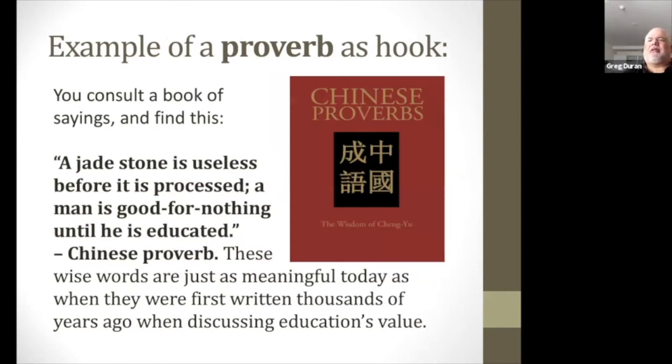So here's an example of a proverb that we've used as a hook. Again, you probably would find this on Google, but if you happen to have a book of proverbs lying around, you could probably do it the old-fashioned way. Our proverb is, a jade stone is useless before it is processed. A man is good for nothing until he is educated.